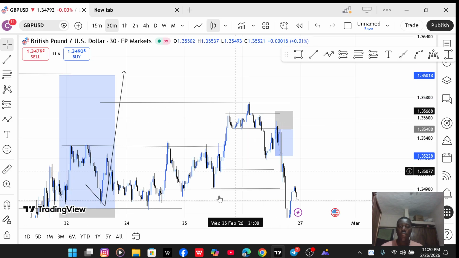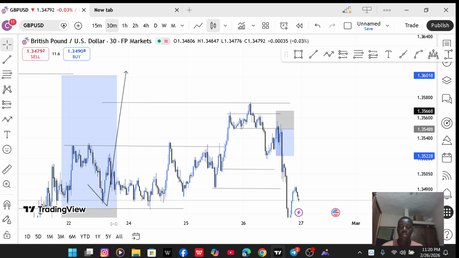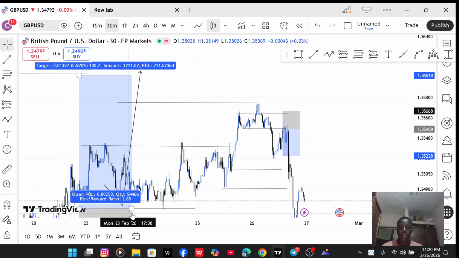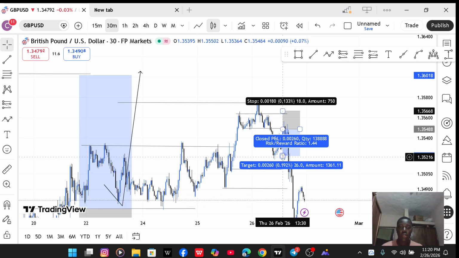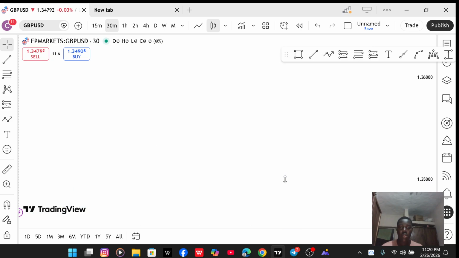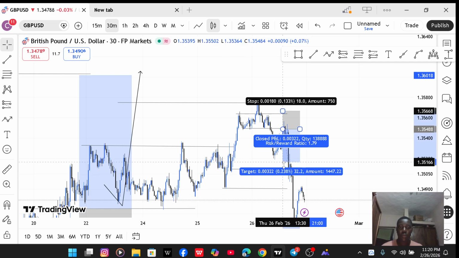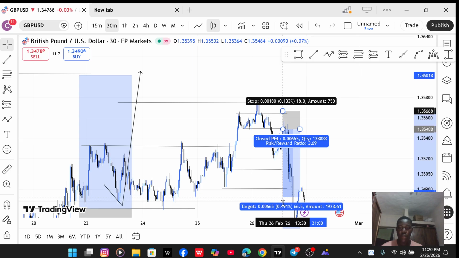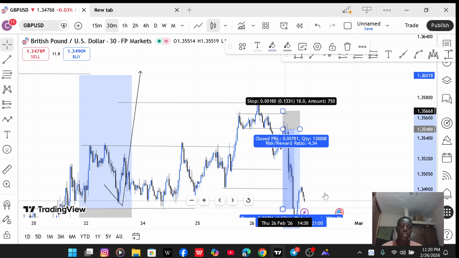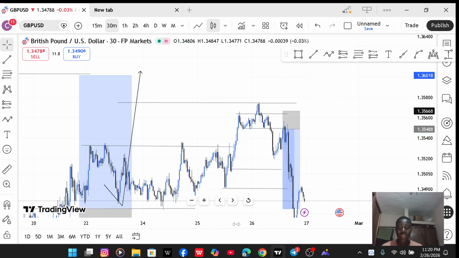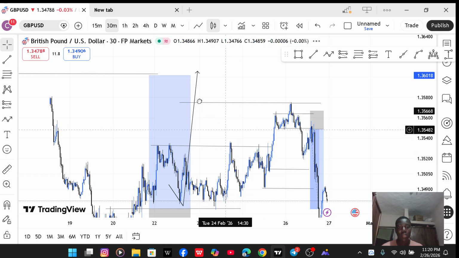So yeah, I'll target my take profit at my entry. Let me drag it. I don't know whether this thing is network or something. Now let me drag it to my entry. So can you see? This is how we could have taken a massive trade today.